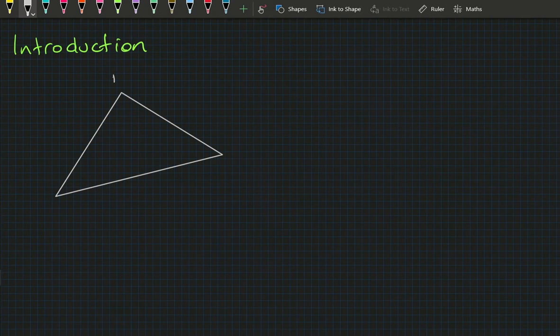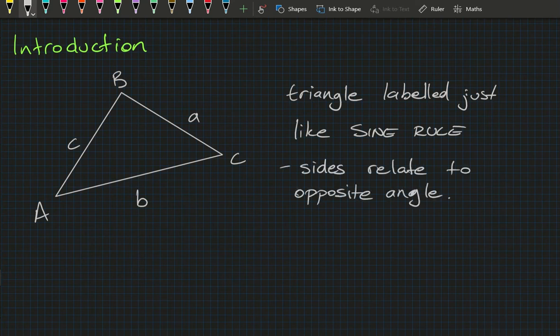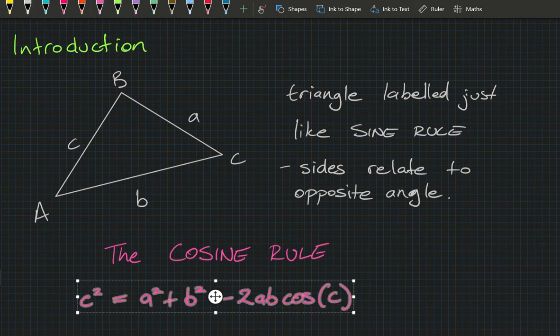Alright, let's start by drawing a triangle. Notice that the sides and angles are denoted just like we did for the sine rule, i.e. sides relate to the opposite angle. As you know, today's lesson is about applying the cosine rule. So let's state the cosine rule. Before I do that, let's remember that the sides and angles are labelled exactly like that on the triangle. Anyhow, the rule is c squared is equal to a squared plus b squared minus 2 times ab times cos of c. And I really think I should highlight that pink.